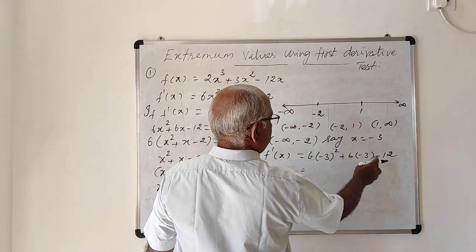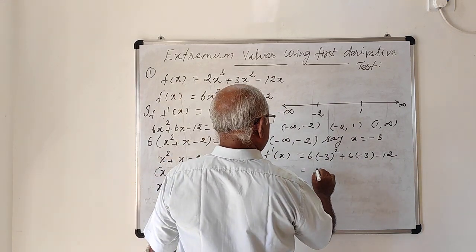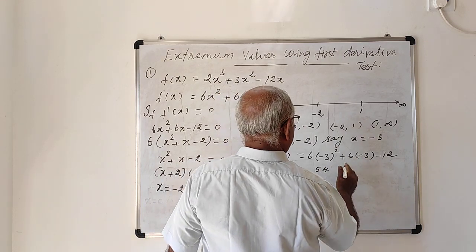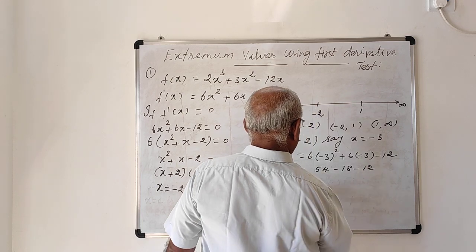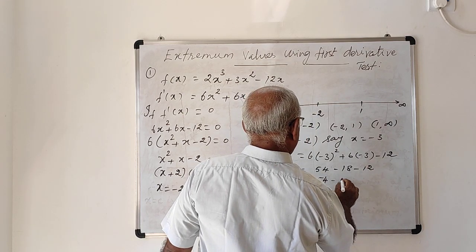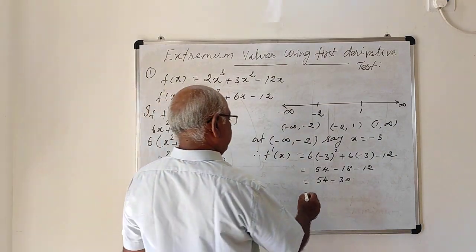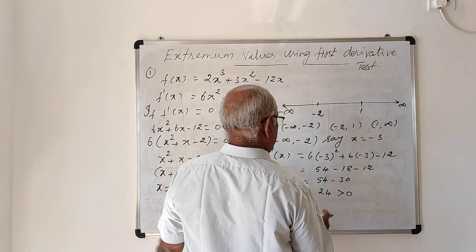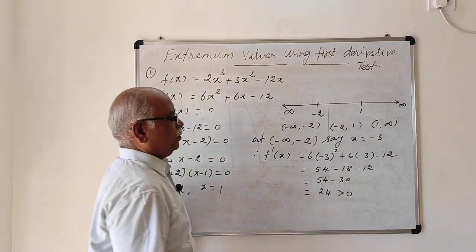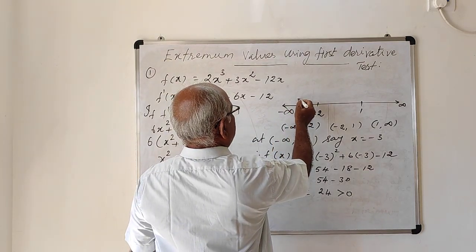6 into minus 3 square: minus 3 square is 9, and 9 times 6 is 54. Minus 6 times 3 is 18, and minus 12. So this is 54 minus 30, that is 24. Positive, greater than 0. Therefore here f dash of x is greater than 0.